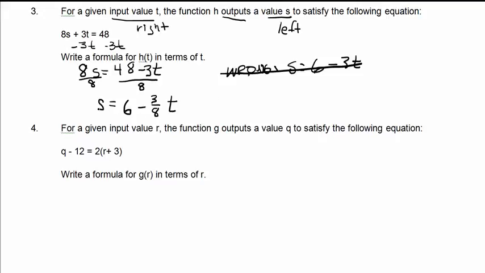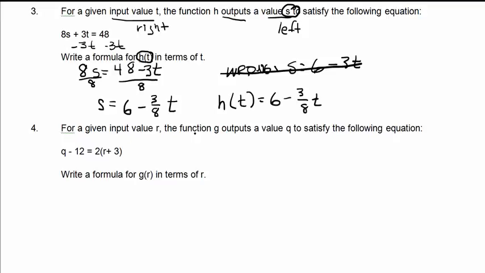We have our output value on the left side. That's good. We're supposed to write a formula for h of t. This is your output, so we're going to replace our output value s with this symbol, h of t. And you get 6 minus 3/8 t. All right, let's try the last one out here.